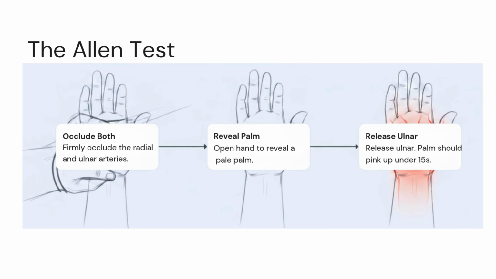Step 2, have them open their hand to reveal a pale palm, which proves the blood flow is stopped. Step 3, release your pressure on the ulnar artery only. That palm should pink right back up in under 15 seconds. If it does, awesome. You've got good patency and it's safe to puncture the radial artery.